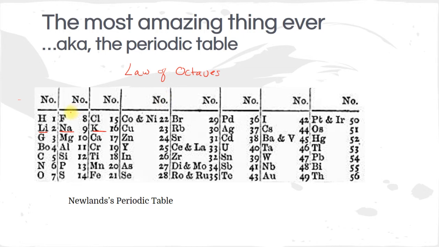But what he noticed is that when you organize it this way, it appears that there are categories that happen vertically, and that there's 8 of them. And in his paper, he noticed that there are like 8 notes on the musical scale, 8 octaves basically. And so he correlated the elements to music. And at the time, he got laughed at because people didn't really like to combine science and art very much. And so Newlands' periodic table wasn't widely accepted either.